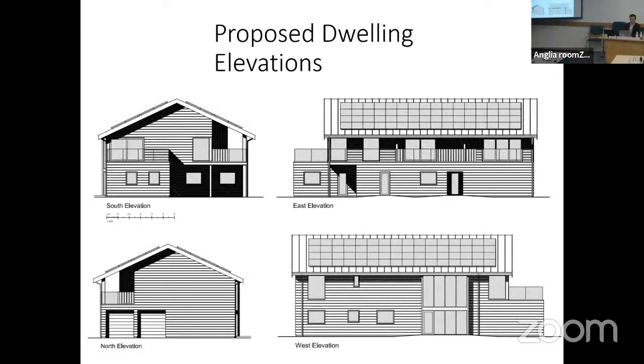And here are the proposed elevations for the building. So as you can see, you've got the north elevation here, and you've got the south elevation here, and then this is the east and the west elevation. And there is also proposed solar panels on the roof as well.